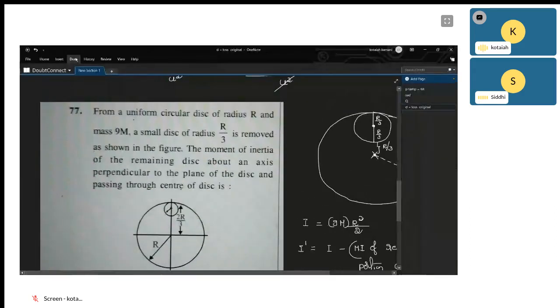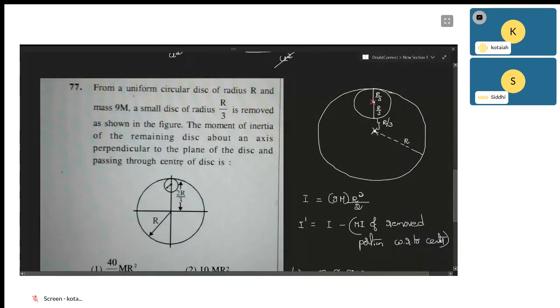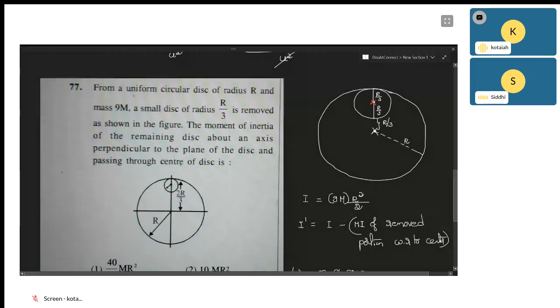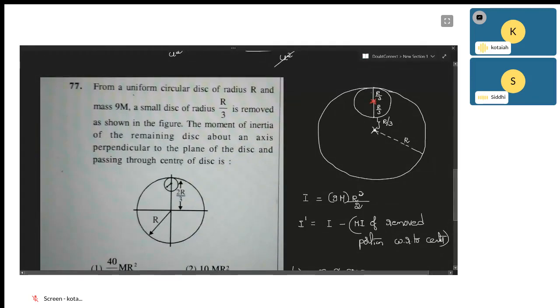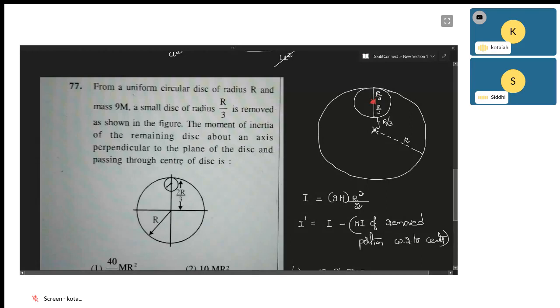Whatever moment of inertia we have calculated, suppose I take this point as reference, let's take this is the disk, the removed disk. If the axis of rotation is this, if I make a small hole at the center, and take one rod, with respect to that rod, if it is rotating, then the moment of inertia is MR square by 18 with respect to this point. But I want with respect to this point.